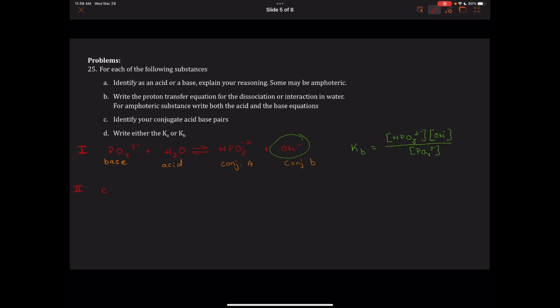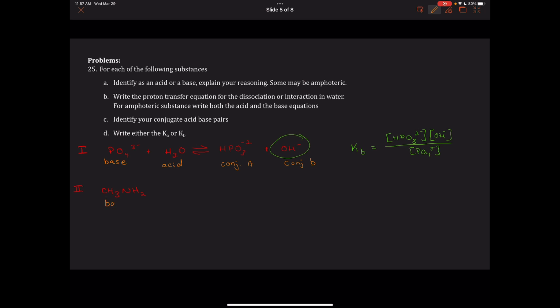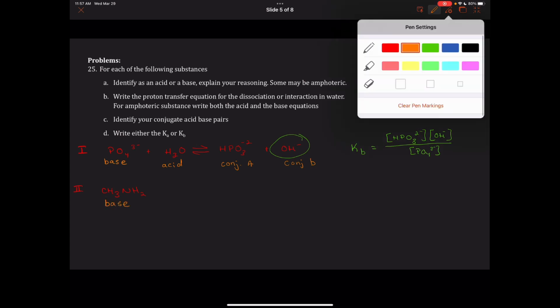Part 2, we have CH3NH2. For our acids, we're looking for hydrogens out front, indicating acidic hydrogens. There's no hydrogen out front. We look for a COOH or a CO2H. I don't have that. I look for a positive. I don't have that. So we can eliminate this being an acid. I do have a nitrogen. I have a nitrogen with only 3 bonds, which means that nitrogen has a lone pair, which means it can accept hydrogens. So this is going to be a base.